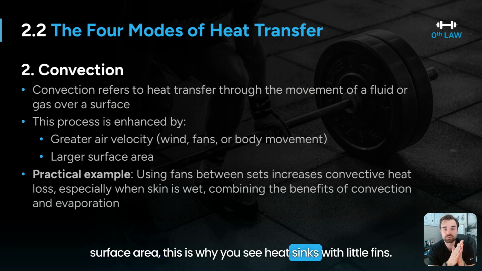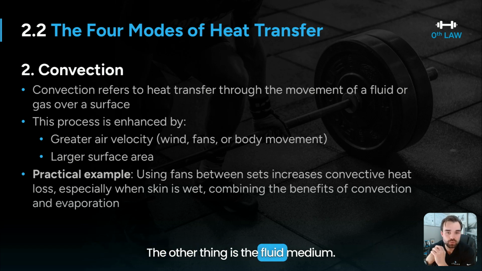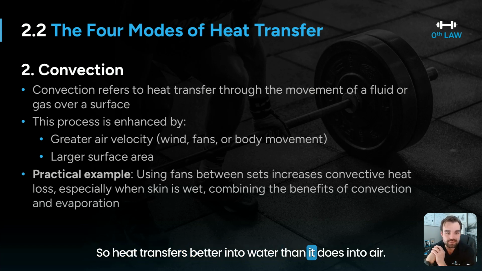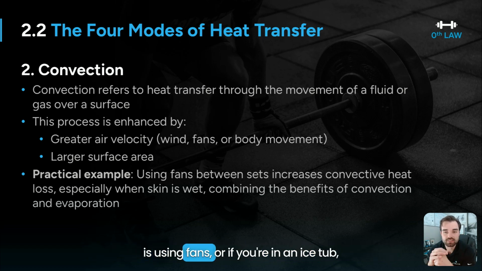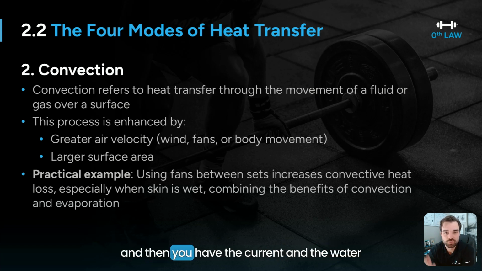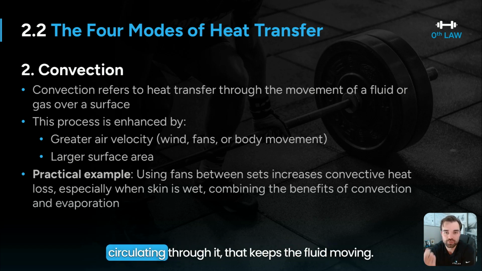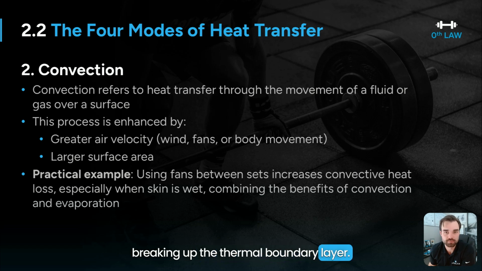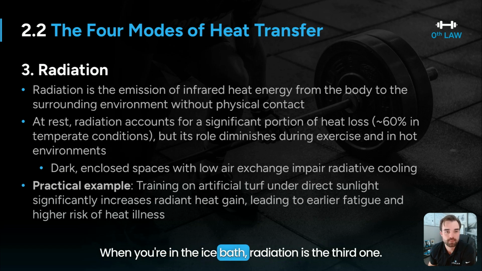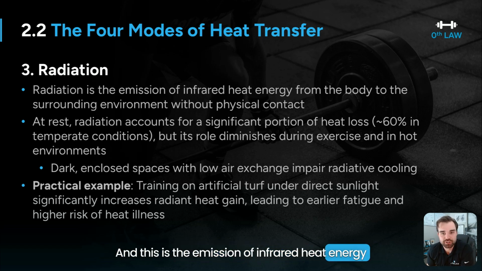This is why you see heat sinks with little fins. The other thing is the fluid medium. So heat transfers better into water than it does into air. So a practical example of convective heat transfer is using fans, or if you're in an ice tub and you have the current and the water circulating through it, that keeps the fluid moving. So you get more convective heat transfer into the fluid, breaking up the thermal boundary layer when you're in the ice bath.